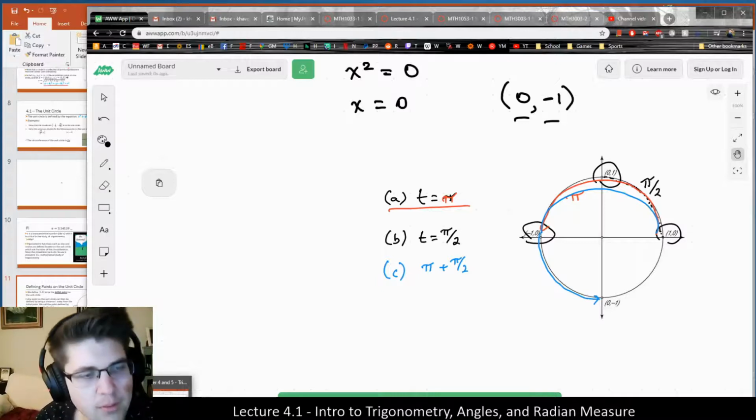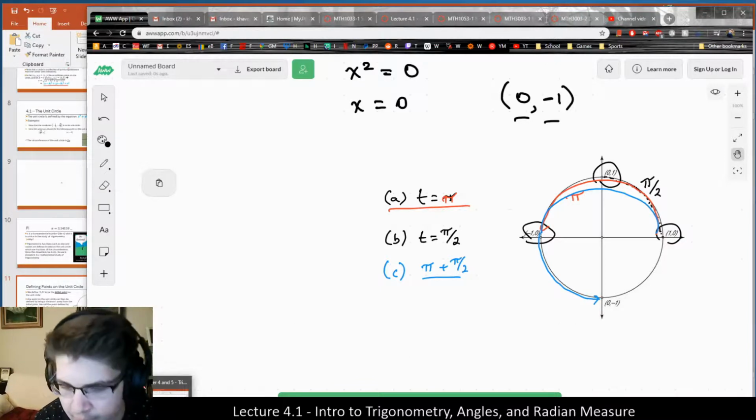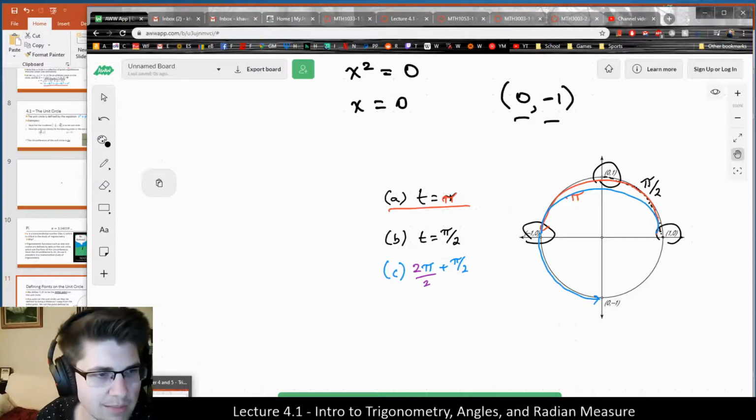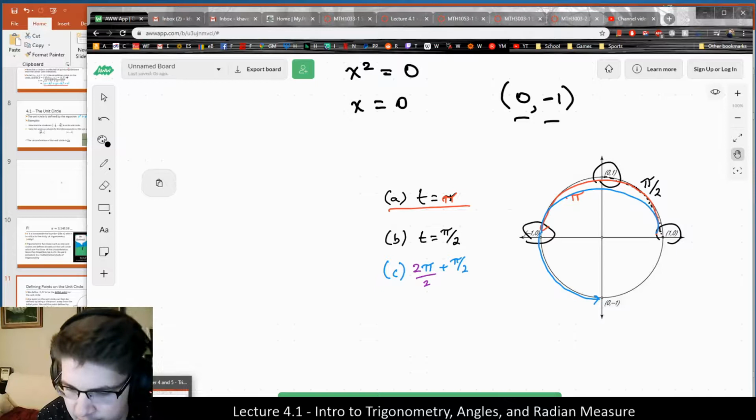Also, dealing with fractions of pi, if we want to add these together, just like with normal numbers, you have to have a common denominator. So we would need to multiply the first top and bottom by 2 to make sure they both have the same denominator. That would give us 2 pi over 2 plus pi over 2, which would leave us with t is equal to 3 pi over 2.